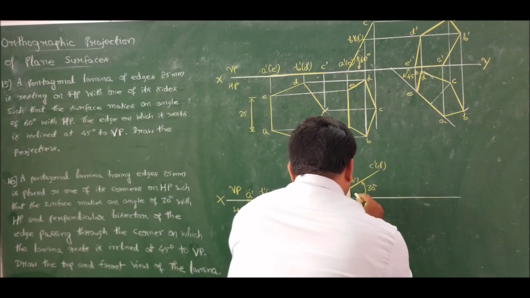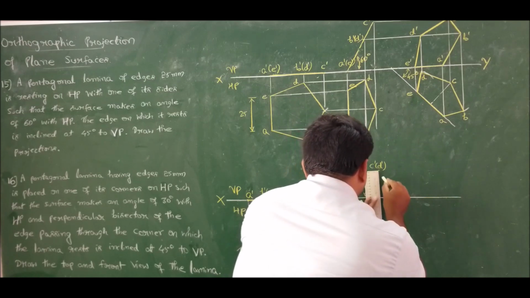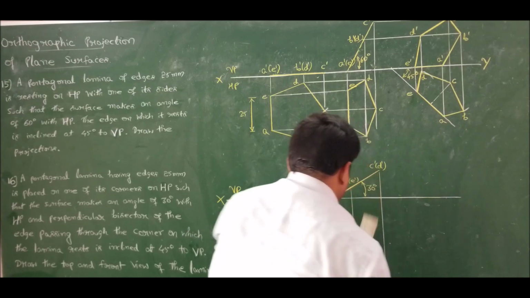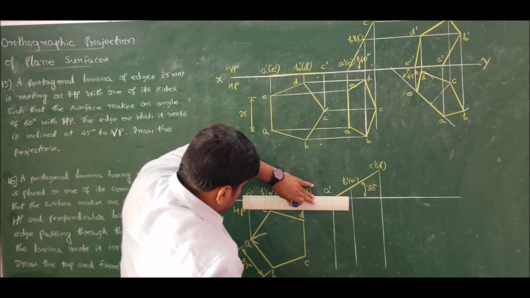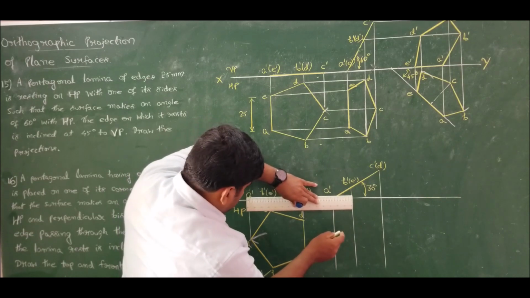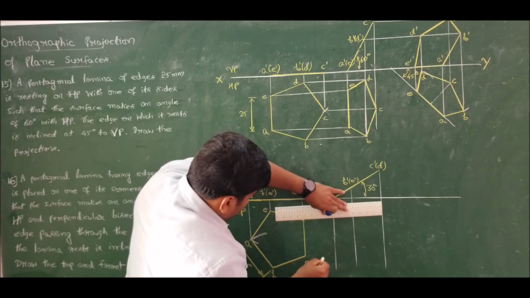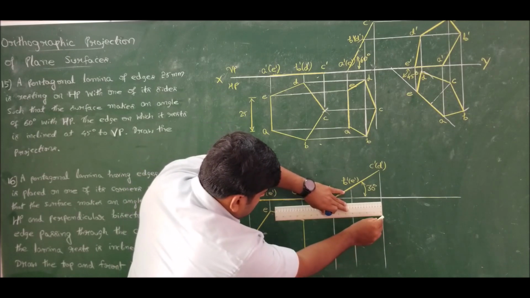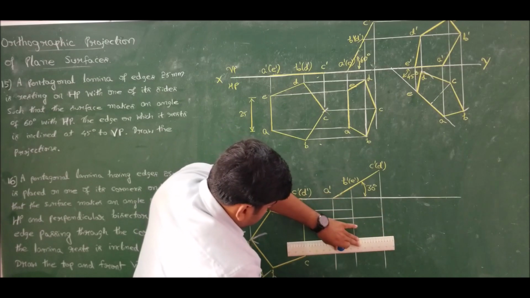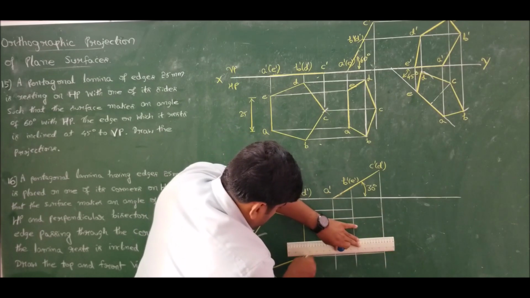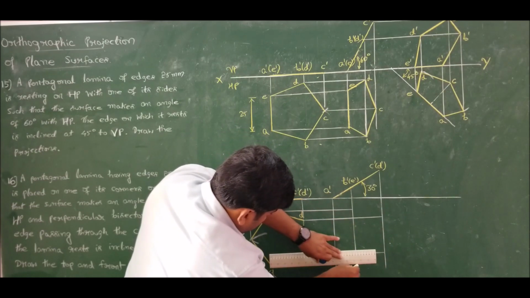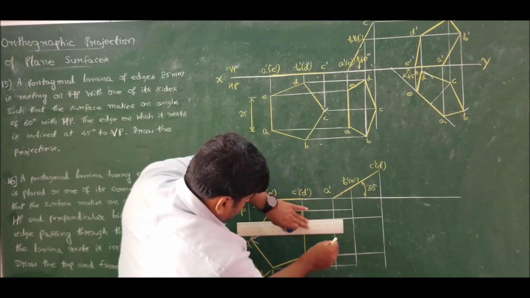So take vertical and horizontal projections. Take horizontal projections. So this will become E dash, we have D dash, we have C dash, we have B, and we have A.